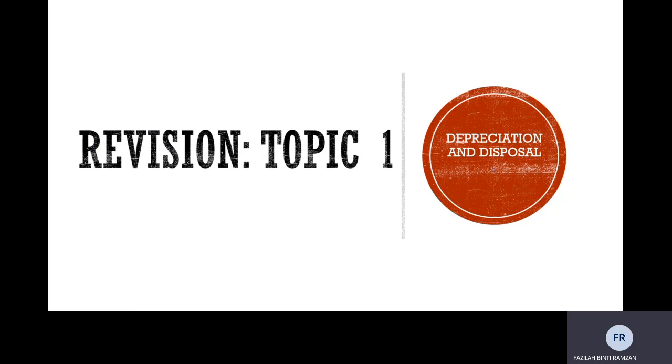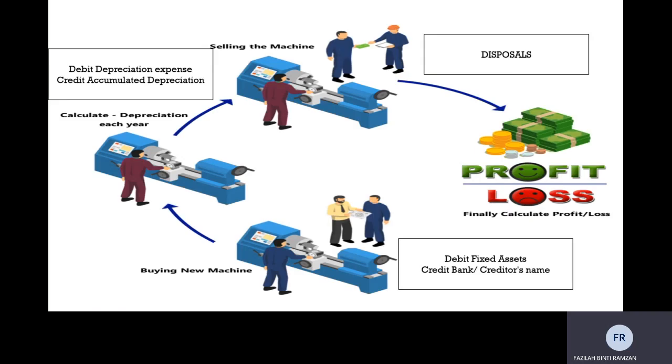Okay, in this video, I'm going to revise again chapter 1, which is the topic of depreciation and disposal. Basically, we do the depreciation and disposal for fixed assets or non-current assets. So this is actually the flow, how the asset is purchased until it is disposed.